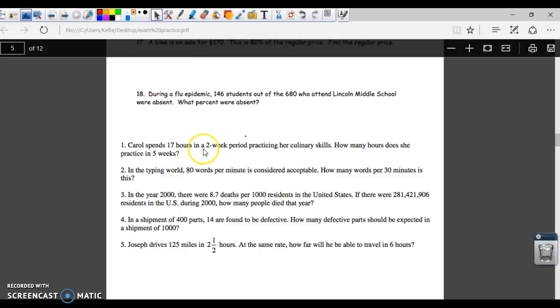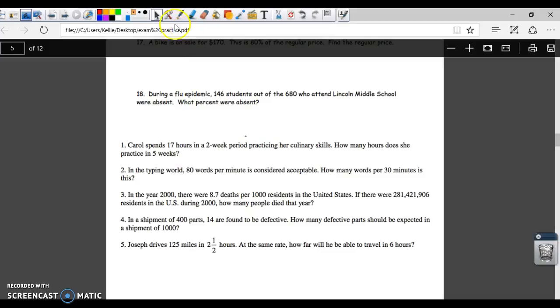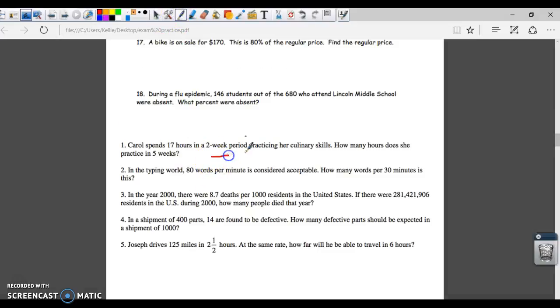Carol spent 17 hours in a 2-week period practicing her culinary skills. How many hours does she practice in 5 weeks? So these are the fractions where you're comparing two things. These are not going to be the ones that have the 100 at the bottom, because here you can tell you're comparing two things, hours to weeks. So I will label my first part, hours, and then weeks. So I have hours, 17, to weeks.